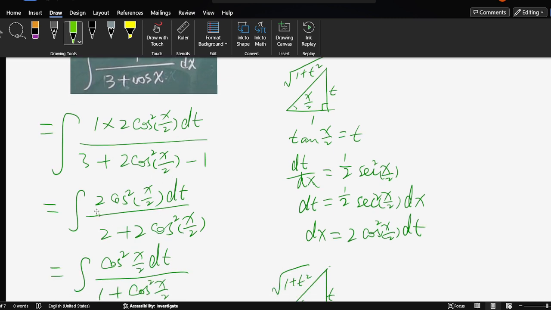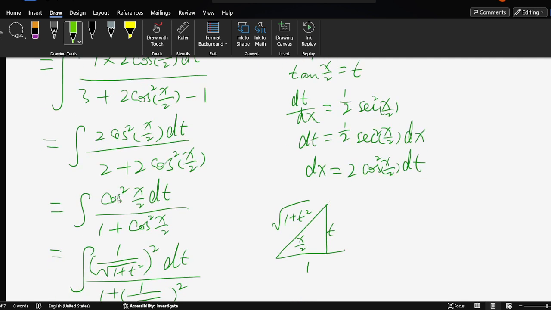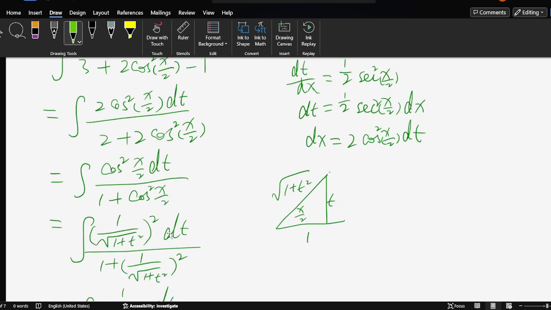So here we substitute. We first organize: 3 minus 1 is 2. So here is 2 cosine squared of x over 2 times dt, and the denominator is 2 plus 2 cosine squared of x over 2. So we cancel, because 2 is a common factor, so we take it out. So the numerator becomes cosine squared of x over 2, and at the denominator, because we took a factor out, it's 1 plus cosine squared of x over 2.